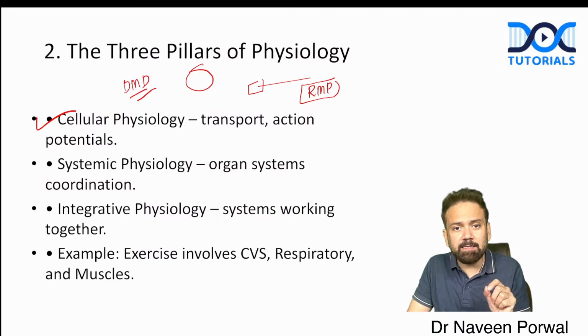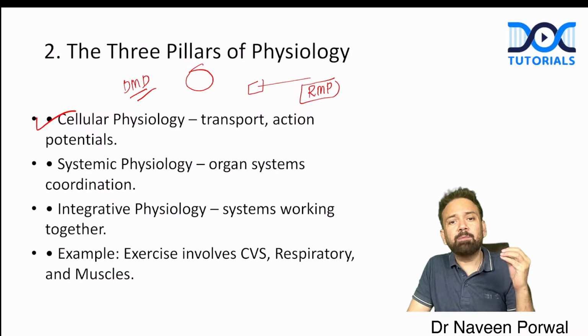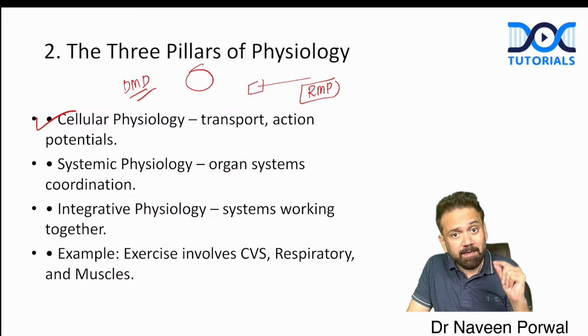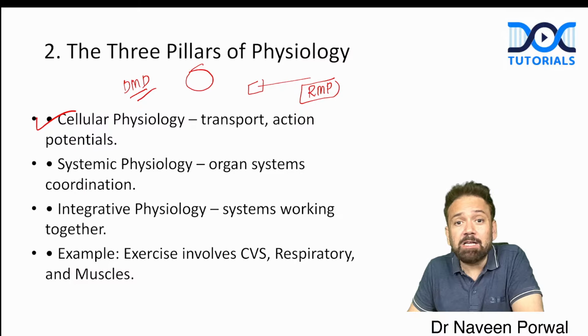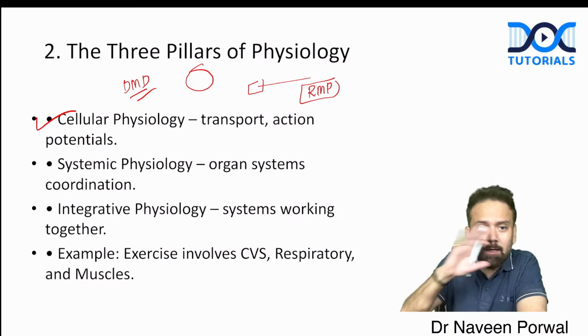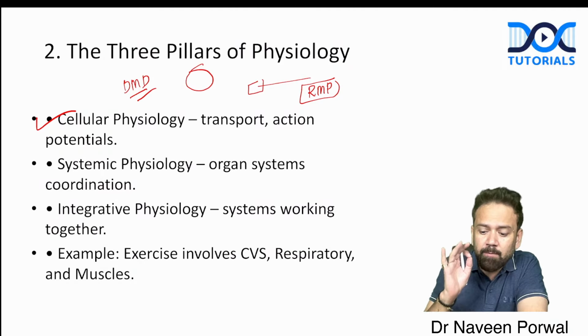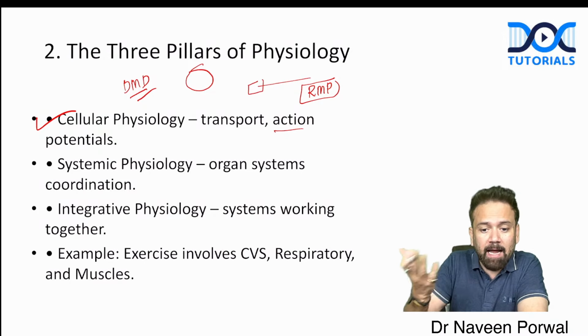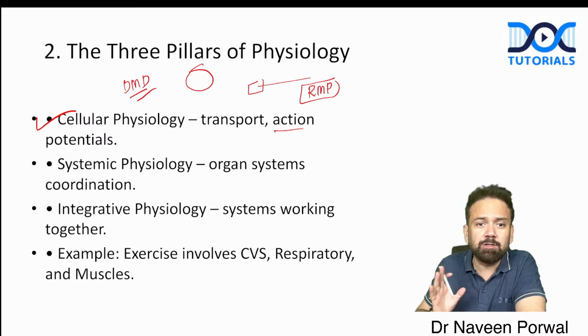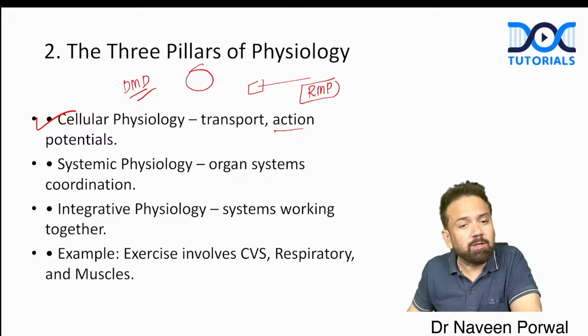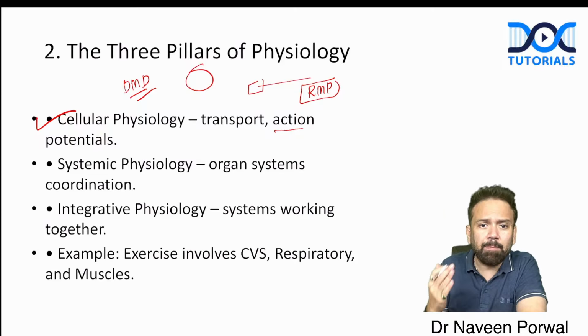They will give you a question in the exam that a patient is admitted in the ICU. He is having hyperkalemia. Why can the heart stop in hyperkalemia? Why should we give calcium gluconate? That whole concept can be understood only if you know the topic of RMP and action potential. And if you go to the app of DocTutorials, we discuss every clinical aspect of physiology along with the topic. So in cellular physiology, we will discuss RMP, action potential.